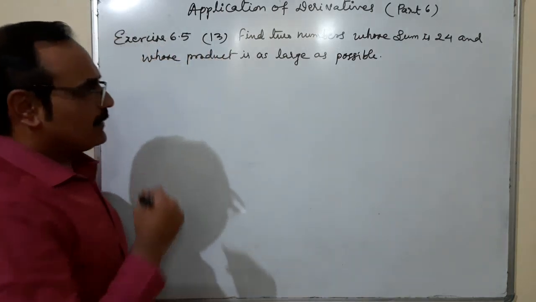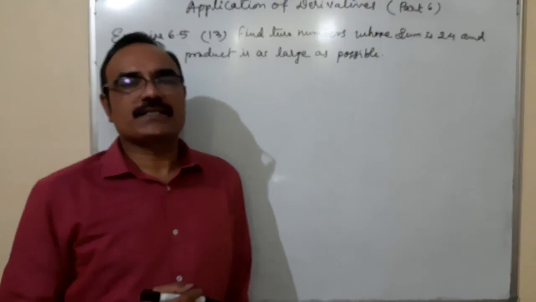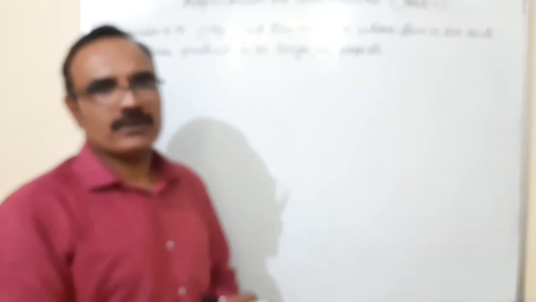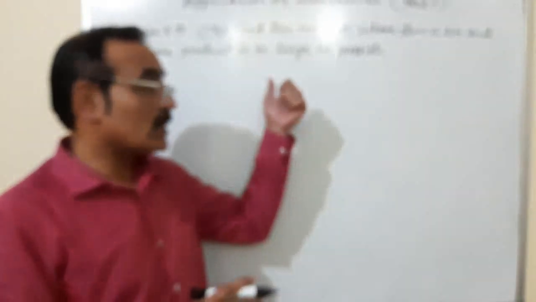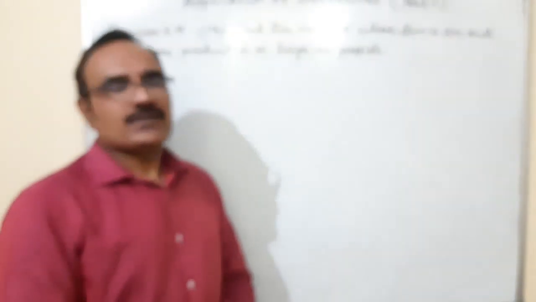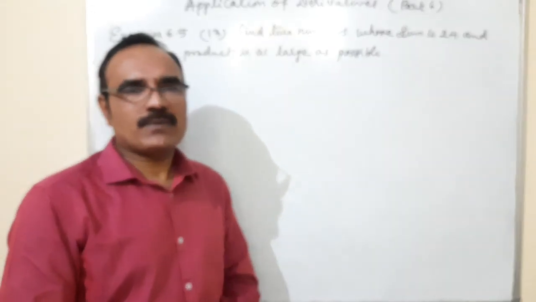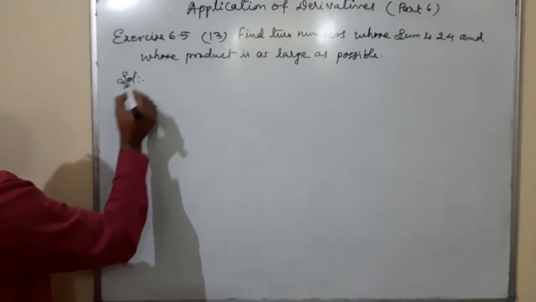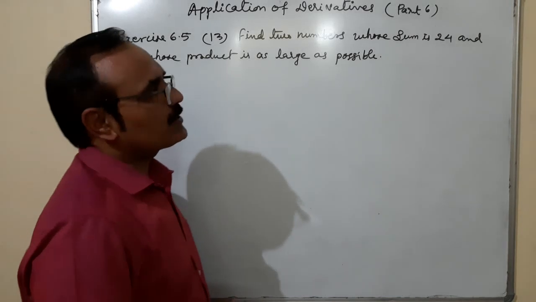See, this is the application of derivatives. Condition: we are finding two numbers, their sum is 24, but their product is as large as possible. Okay. So these types of questions will be solved with the help of application of derivatives. Find two numbers whose sum is 24.